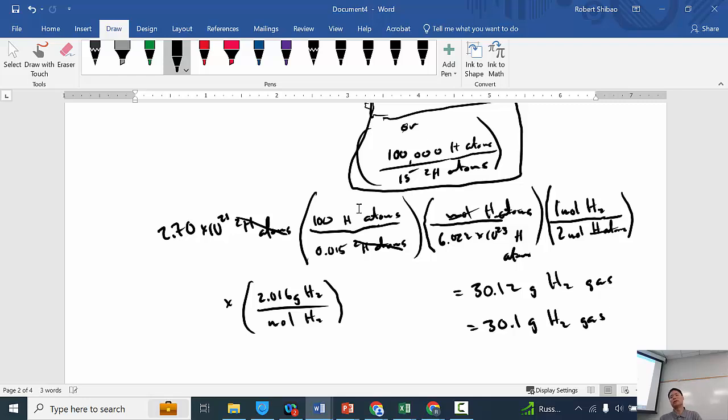And so all three should give us the same answer, 30.1, if I did the calculation correctly. 30.1 grams of hydrogen gas. You can check it if you want.